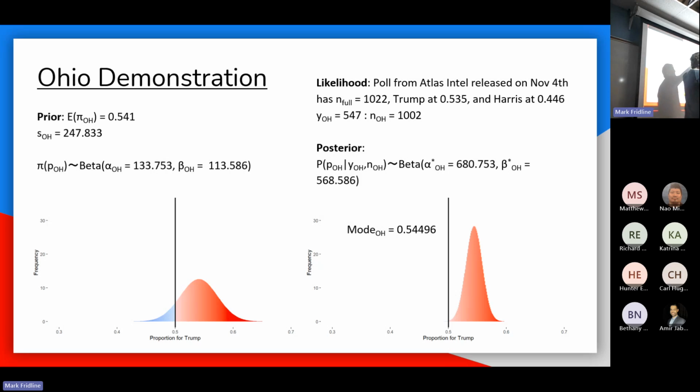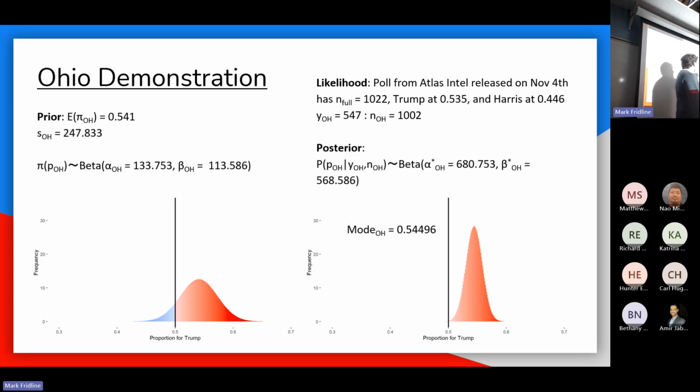So then our likelihood data, a poll from Atlas Intel released on November 4th, the day before the election, pretty recent, has a full sample size of 1,022, Trump at 0.535, and Harris at 0.446. So again, we have to reverse engineer the poll. And I also rounded these numbers. I forgot to say that. So we have Y equals 547 and the Ohio sample size to be 1,002. And again, that sample size is just taking out all the other options that the polls presented.